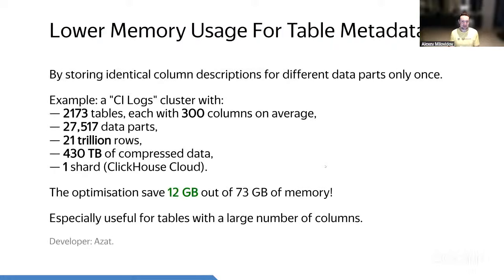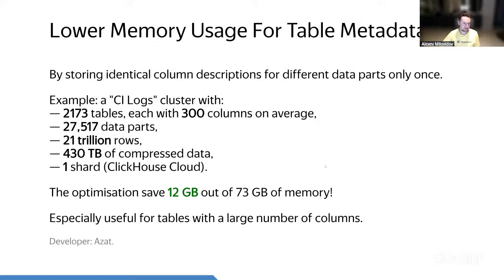What else? Optimization for memory usage for very large tables. Tables with a huge number of data parts. This optimization is implemented simply by not storing identical column descriptions, like columns with names and data types, for different data parts. If they are the same, they will be stored only once.